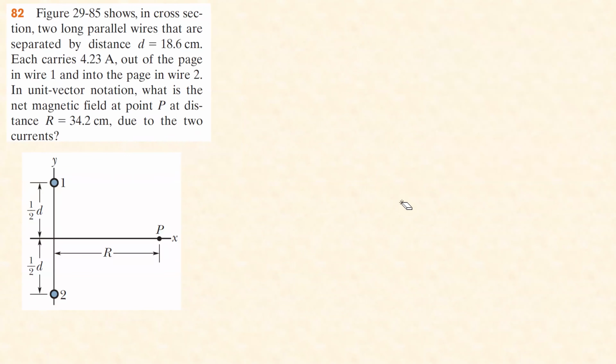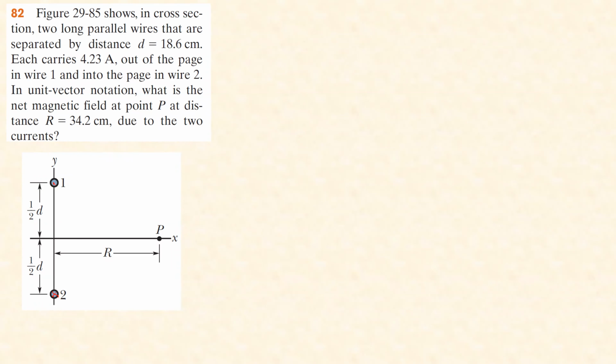you can do that. We have 1 minute left. I want to just comment on this. There are, in cross section, 2 long parallel wires that are separated by distance d. Each carries 4.23 amps, out of the page in wire 1 and into the page for wire 2. So this one is like this. In unit vector notation, what is the net magnetic field at point P at distance R here?